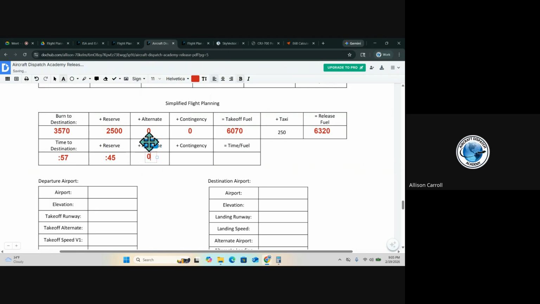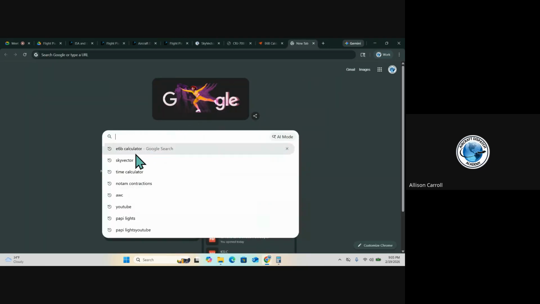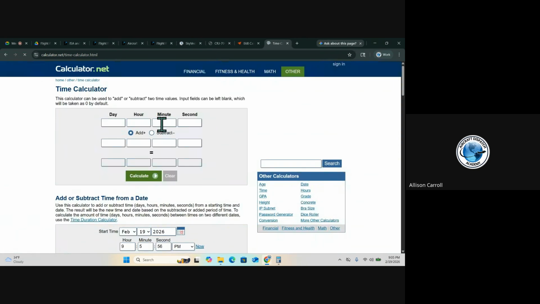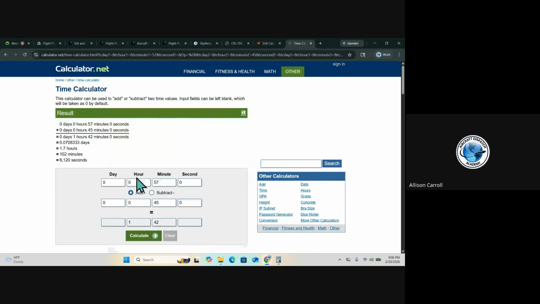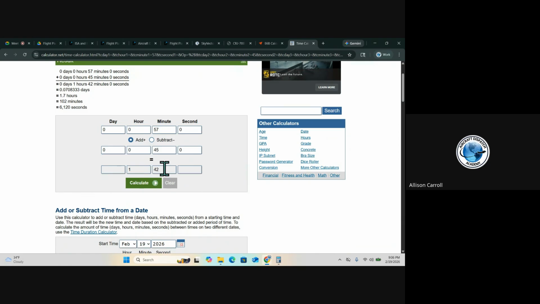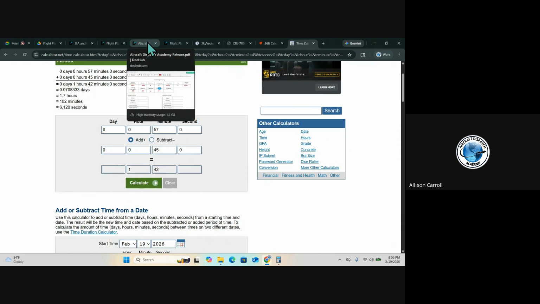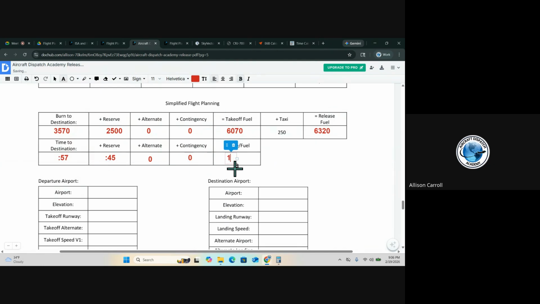All right, no alternate. Again, no contingency fuel. Now our time with fuel. So we're going to add 57 and 45. I'm not even going to think about that, I'm just going to the time calculator. So 57 right here and 45 right here. Calculate that to 1 hour and 42 minutes. So this is saying that you have 1 hour and 42 minutes worth of fuel on your aircraft.